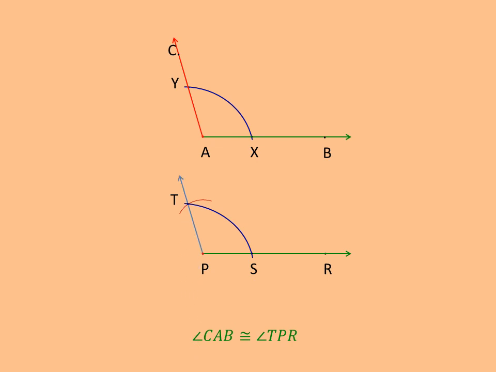We can draw the ray here from point P passing through T. So we got an angle TPR which is equal to angle CAB. How to verify? Just have a look. Yes, the same coming up. It is verified. So you have seen how to draw an angle congruent to a given angle.